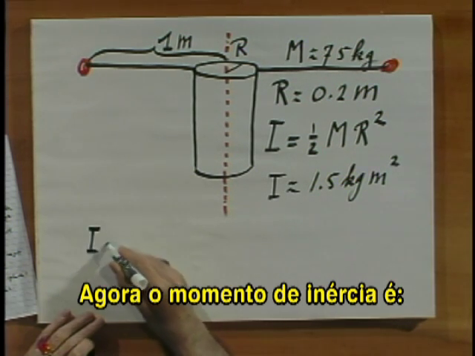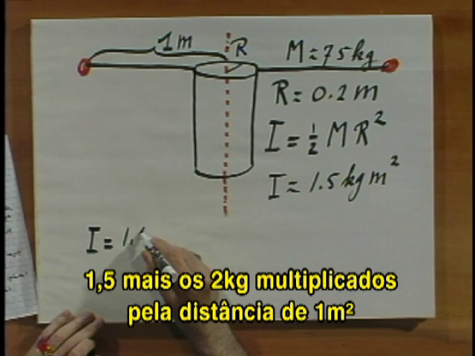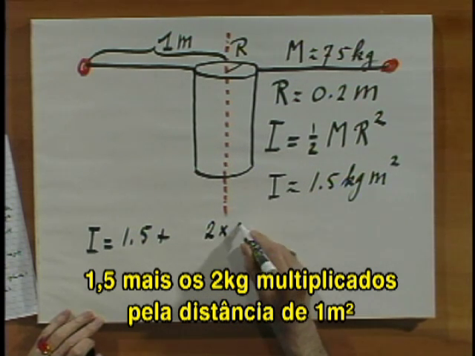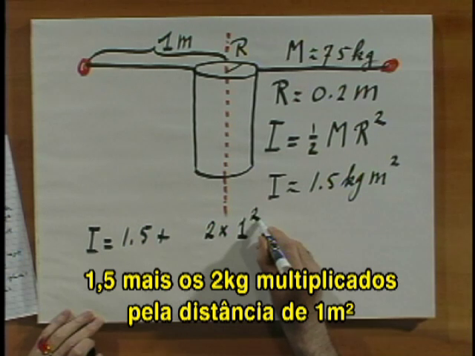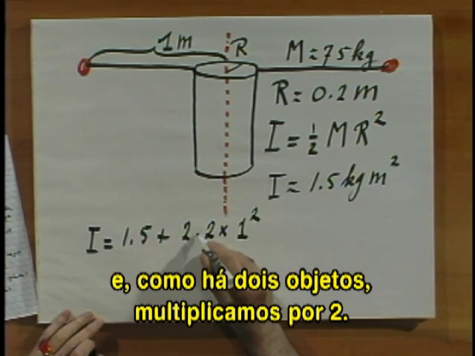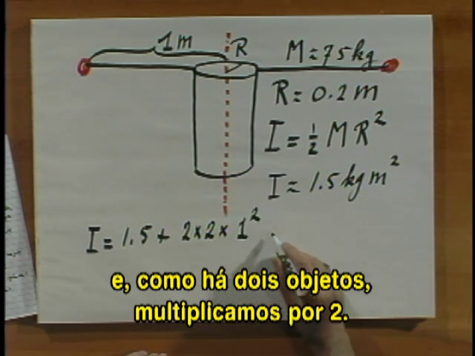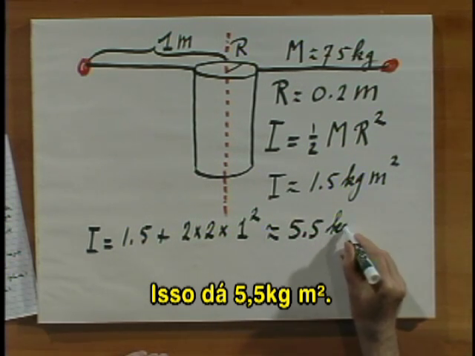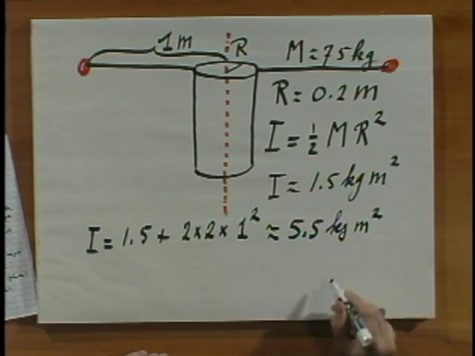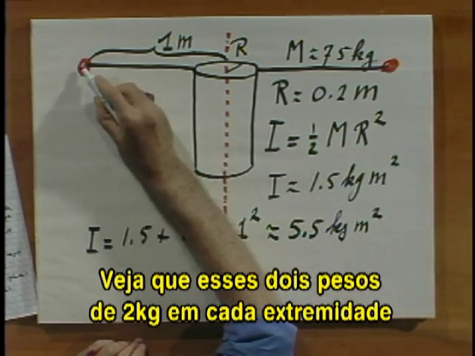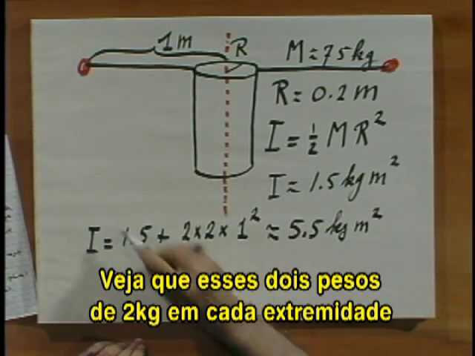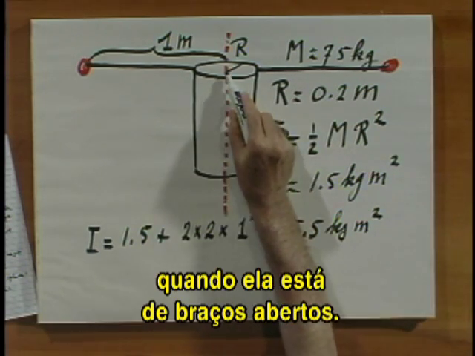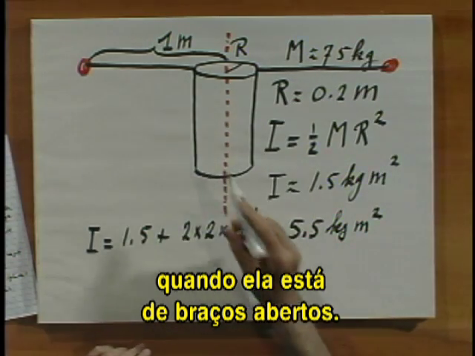That moment of inertia is now the 1.5 plus the 2 kilograms multiplied by the distance 1 meter squared. And since there are two objects, I must multiply it by 2. Then I come up with about 5.5 kilogram meters squared. You see that these two weights, 2 kilograms here and 2 kilograms there, make a huge difference in the moment of inertia of the person, as long as she has her arms stretched.